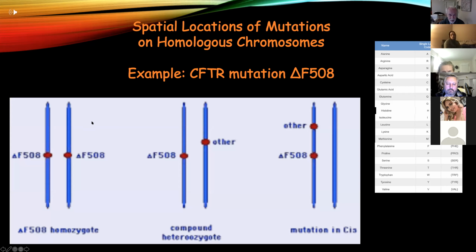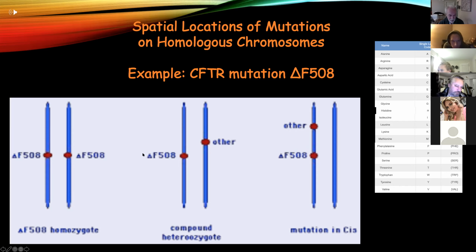This shows the spatial locations of mutations with del F508 as an example. If the same mutation occurs on each of your chromosomes, remember, if this chromosome is from your father and this one from your mother, they both have to have the mutation, F508. If it's at the same position, then it's called a homozygote.